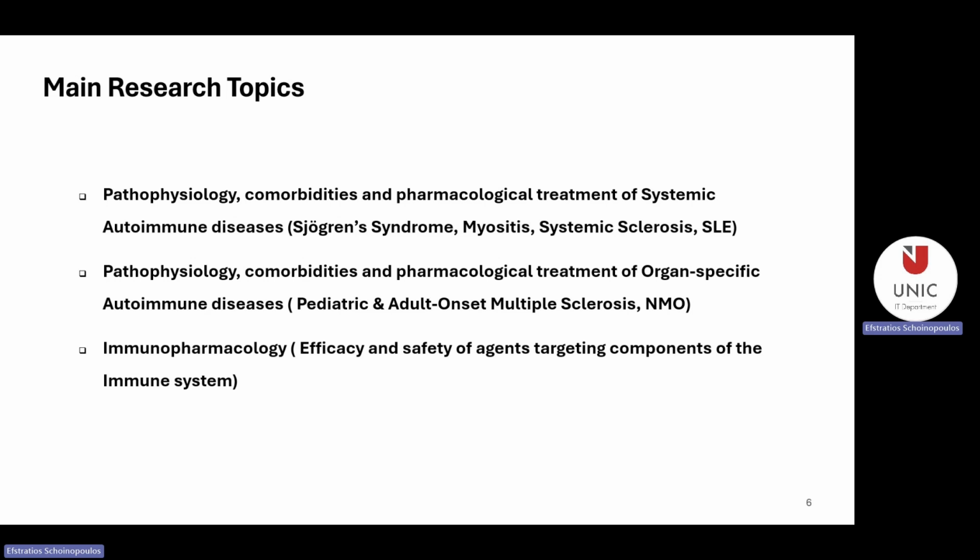So my research interests are focused mainly on autoimmunity, and particularly on the pathophysiology, comorbidities and pharmacological treatments of systemic autoimmune diseases, including Sjögren's syndrome, myositis, systemic sclerosis, and systemic lupus erythematosus. Of course, the same for autoimmune diseases of the central nervous system, mainly pediatric and adult onset multiple sclerosis and neuromyelitis optica. Of course, I'm always focused on immunopharmacology regarding the efficacy and safety of agents targeting components of the immune system.